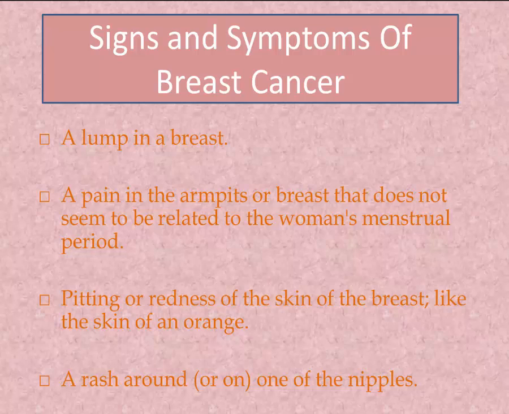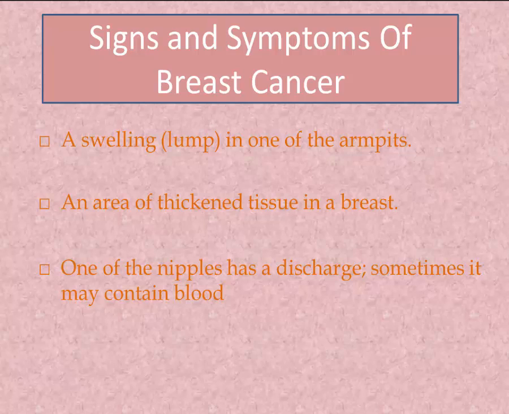Pitting or redness of the skin of the breast, like the skin of an orange. A rash around, or on, one of the nipples. A swelling, lump, in one of the armpits. An area of thickened tissue in a breast. One of the nipples has a discharge, sometimes it may contain blood.